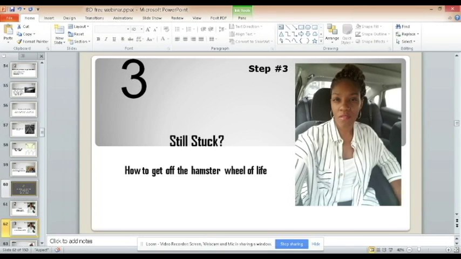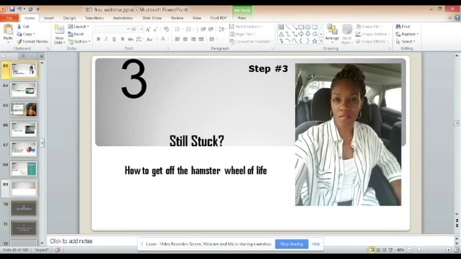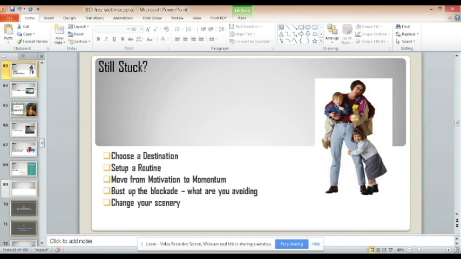Still stuck? All right. Now let's go ahead and get off this hamster wheel. So you're going to choose a destination. You're going to set up a routine. You're going to move from being motivated to having momentum. You're going to bust up the blockade of whatever you're avoiding, and you're going to change your scenery.